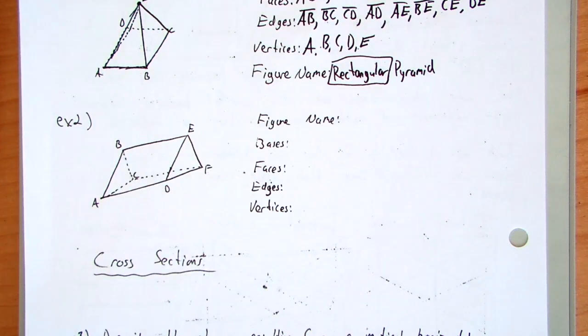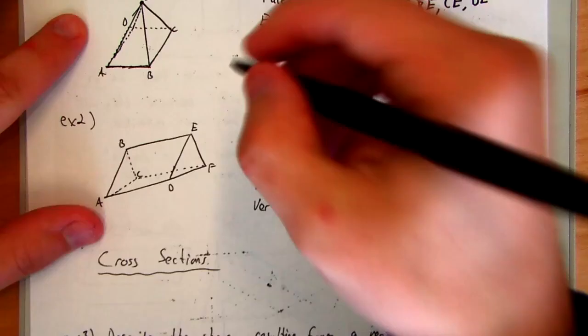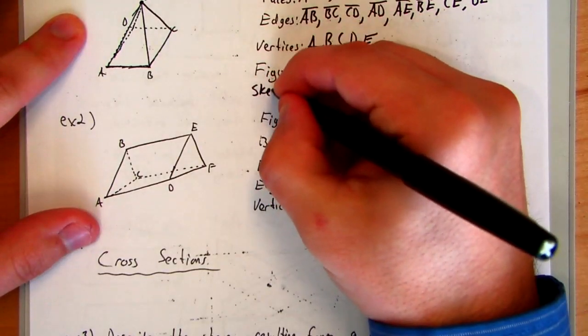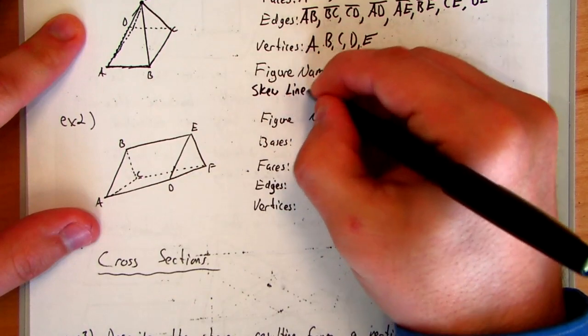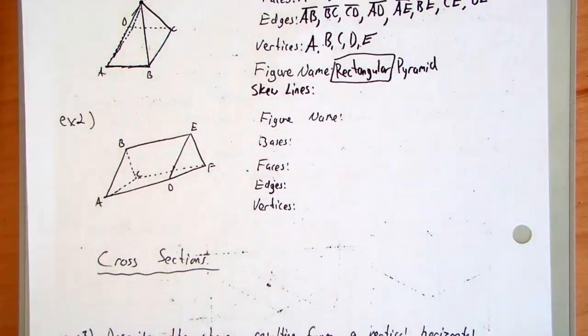Last thing I want to talk about is skew lines, so let's write that in. Now, we only have to write one pair of skew lines. So what we're going to look at is I just want to pick one line, and I like AB just because it's in the front.